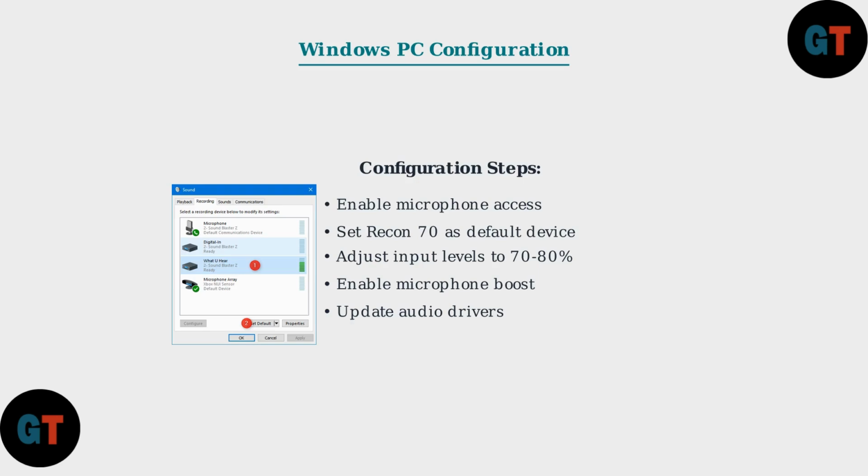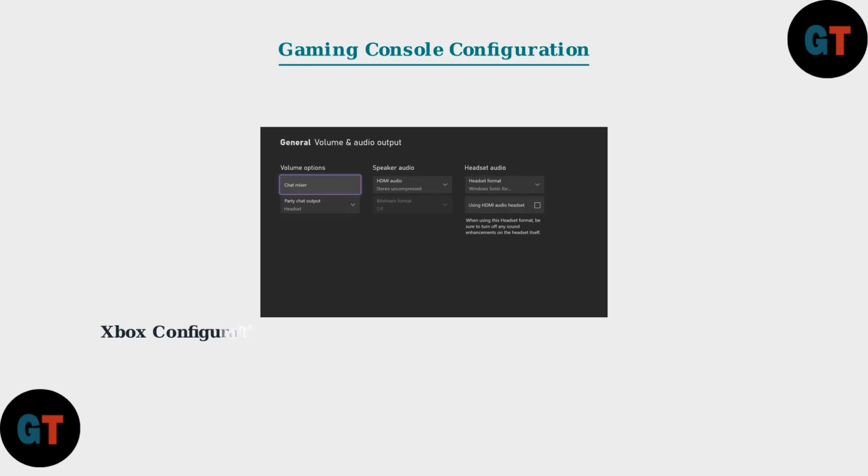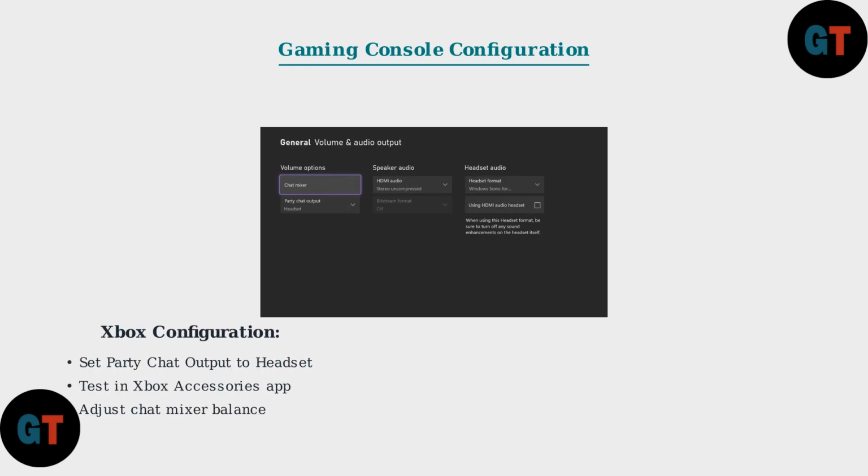For Windows PC users, navigate to Settings, Privacy and Security, then Microphone to ensure microphone access is enabled. For Xbox Series X/S and Xbox One, navigate to Settings, General, Volume and Audio Output, then Party Chat Output and select Headset. Test the microphone in the Xbox Accessories app and adjust the headset chat mixer balance.